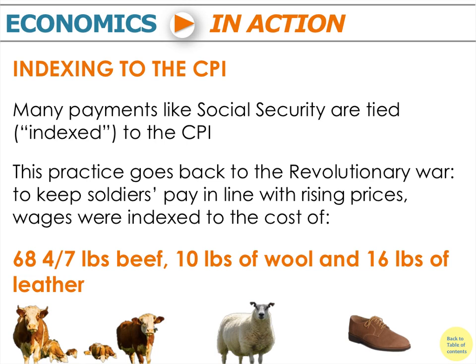For your moment in history, where did the term indexing to the CPI come from? Well, anything that is tied, like wages or payments that are tied to the consumer price index, so that if in a given year inflation is 5%, your wage automatically rises by 5%. It goes back to the Revolutionary War, where soldiers' pay would be determined by the cost of beef, wool, and leather. Now you know.